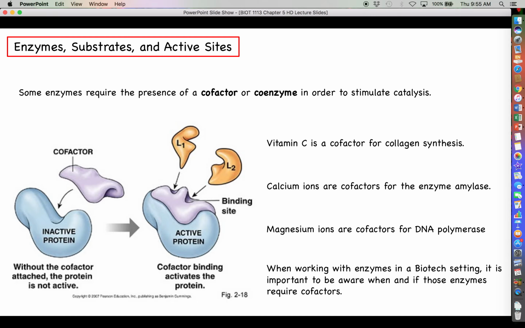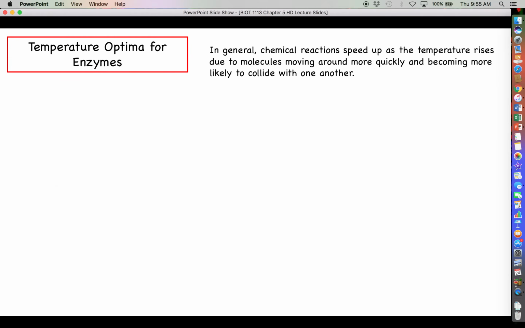So when you get to the point in the biotech industry when you are actually working with enzymes, it's going to be very important to be aware of when and if the enzyme that you're working with requires cofactors, because it would be a crying shame to set up a reaction, you add your enzyme to the reaction, and then once you're ready to analyze how the reaction goes, you see that no reaction happened because you forgot to add a cofactor.